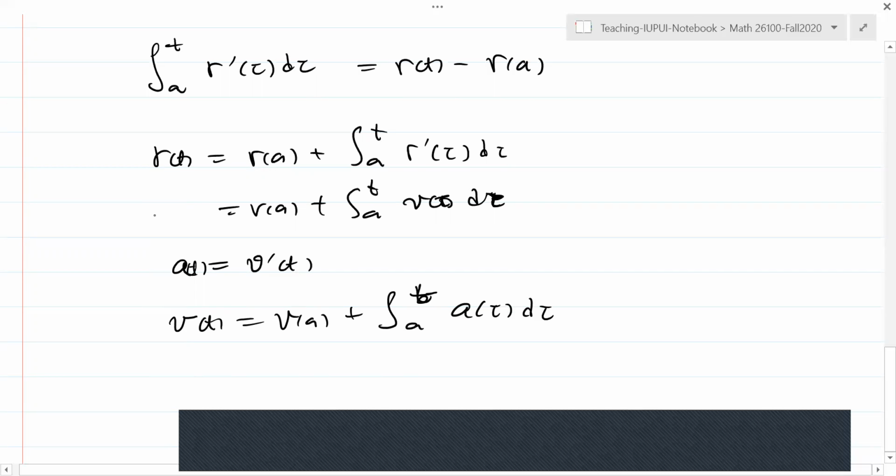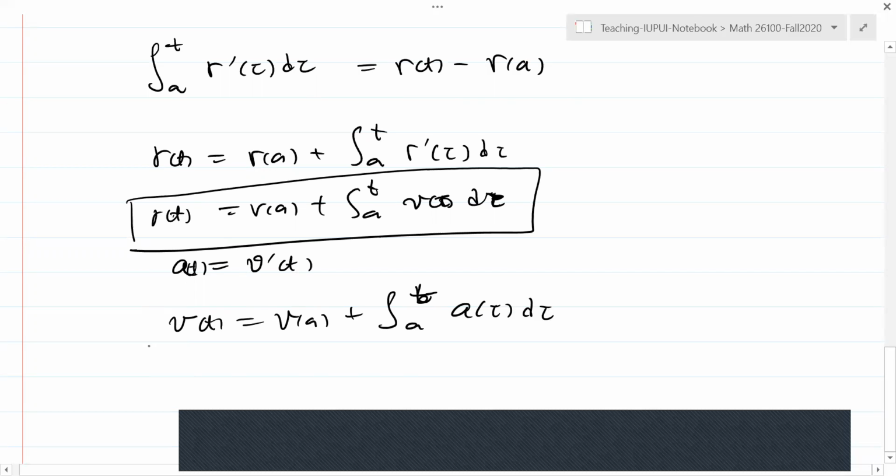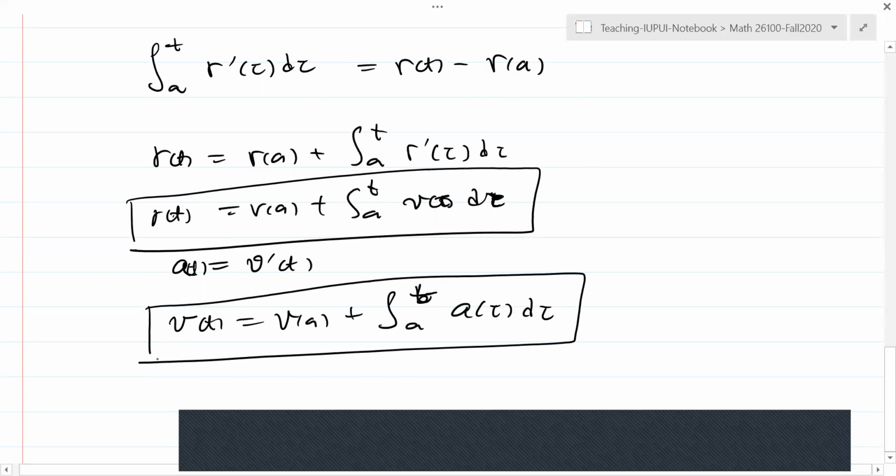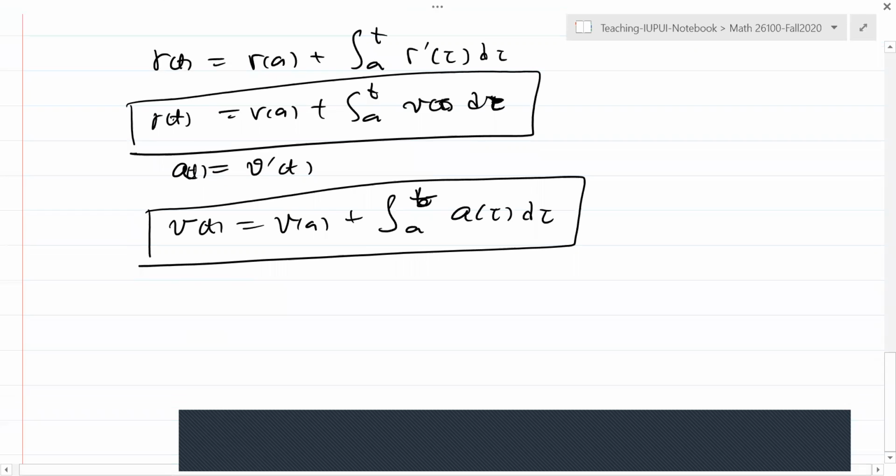So we have these two formulas. This is why we needed to learn how to integrate a vector function. All right, so those are the two formulas. Then let's take a look at some examples. We're given a position vector of a moving object, and we want to find the velocity, acceleration, and the speed.